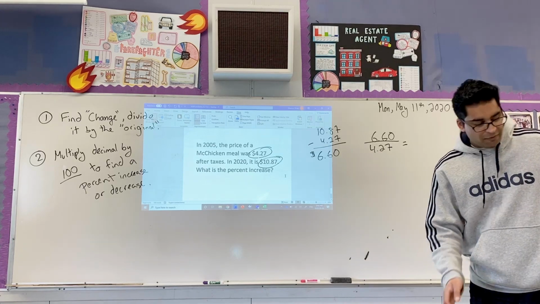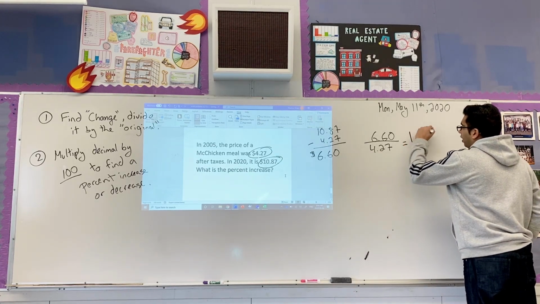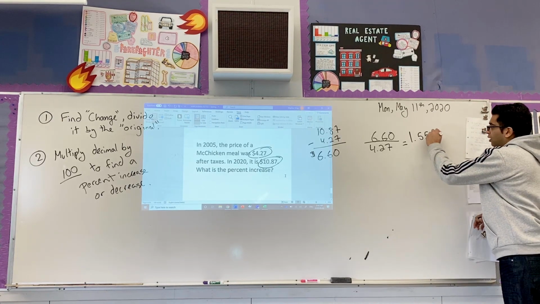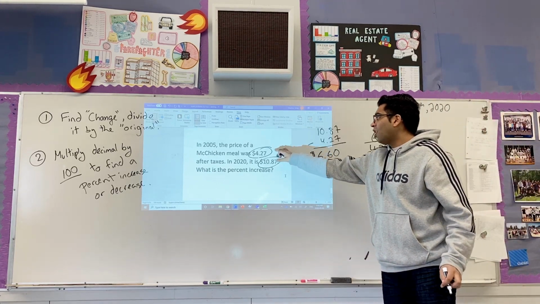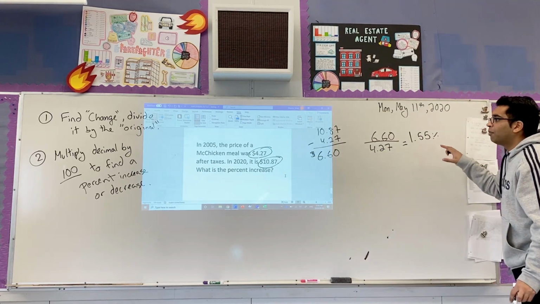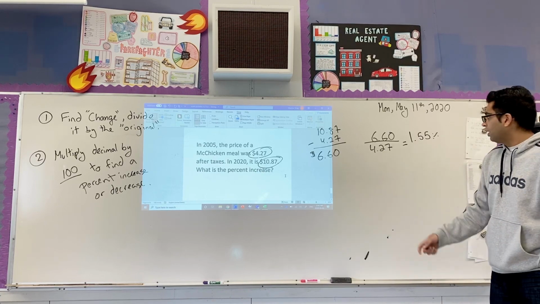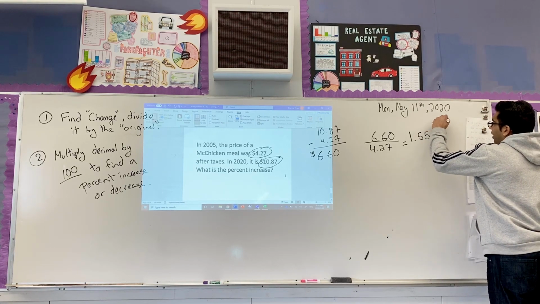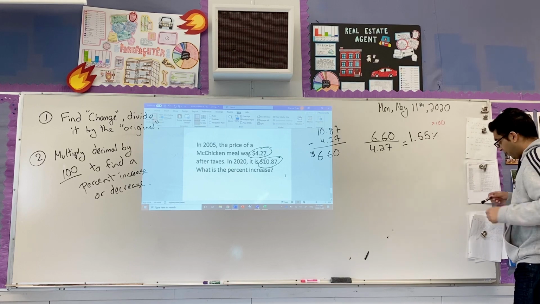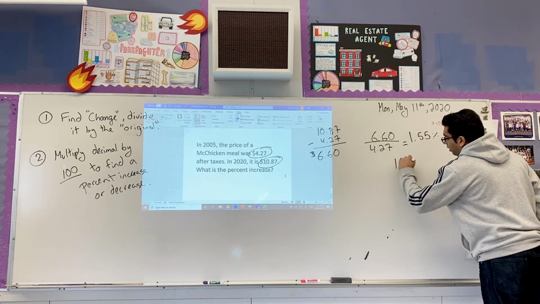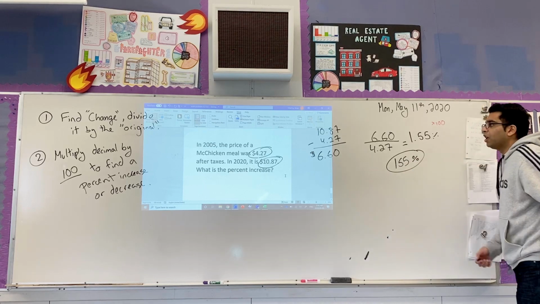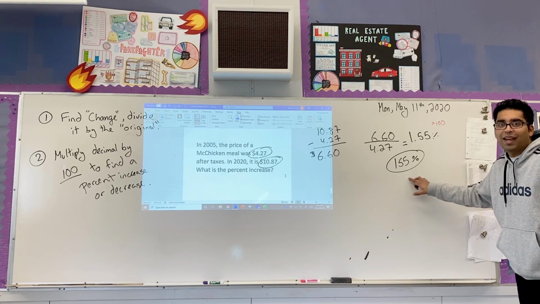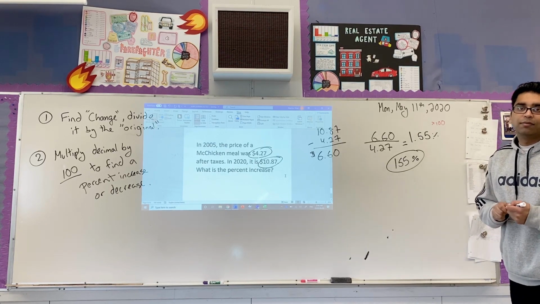equals 1.55. Does this mean that it's only gone up by 1.55%? No, that doesn't really make sense. This looks like a lot more than 1.5%. We forgot to multiply our decimal by 100. This amount times 100 equals 155%. The price of a McChicken meal has gone up 155% over the last 15 years.